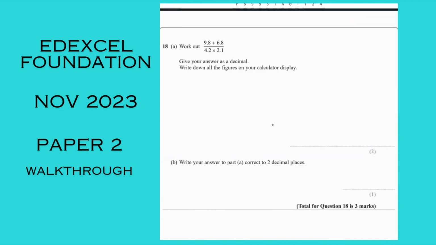All on a calculator, but I'm sure your teachers will have nagged you when you put it into a calculator. Open the brackets first, use your fraction button, as long as you know how to do it. Otherwise, simply use a divide, do top divided by bottom, but do not forget to put the brackets in. So on the bottom, I'll open a bracket just to be sure, 4.2 times 2.1. It says write out all the displays, so the whole lot has to go on.